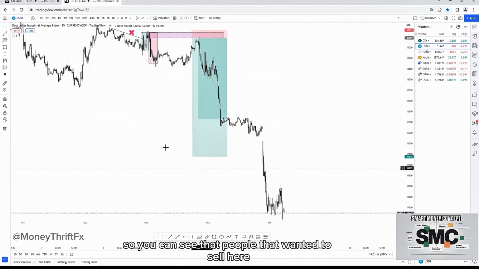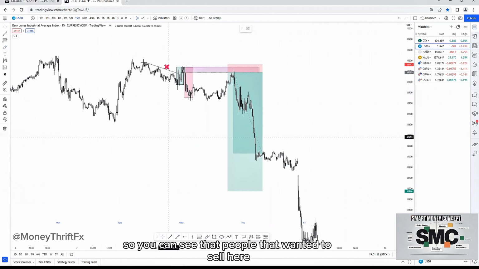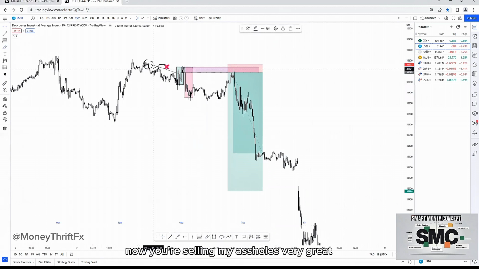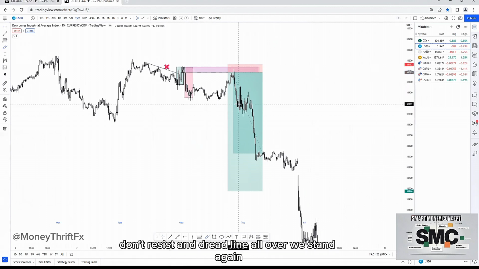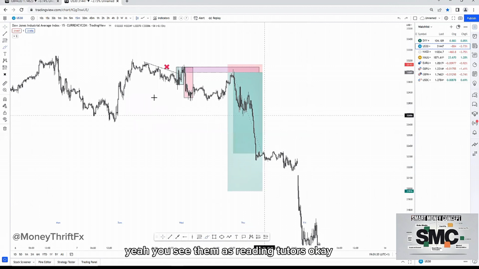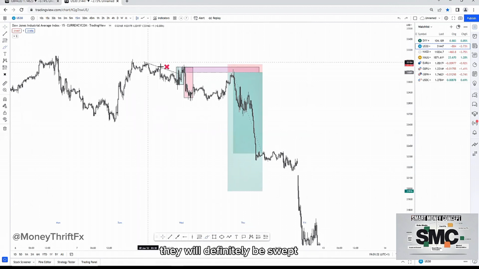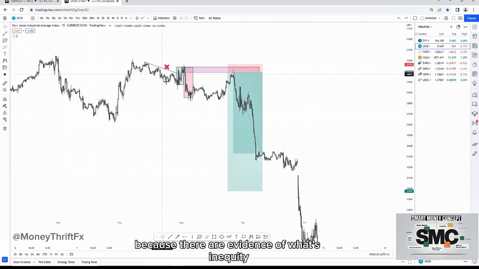So you can see that people who wanted to sell here based on a trend line strategy had a selling bias that was very correct. But the banks don't like people that trade support and resistance, trend lines, or all those things. They see them as retail traders, and what happens to retail traders? They will definitely be swept, because they are evidence of liquidity.